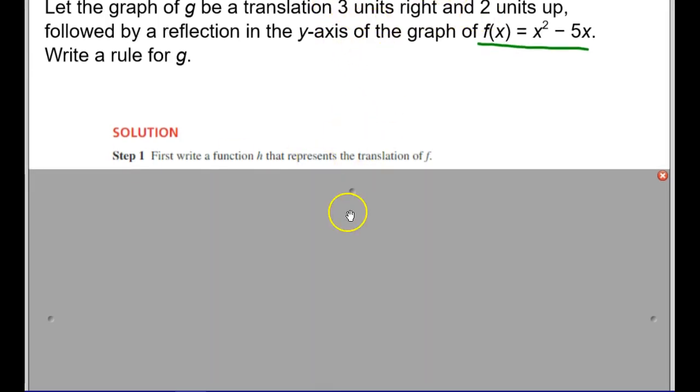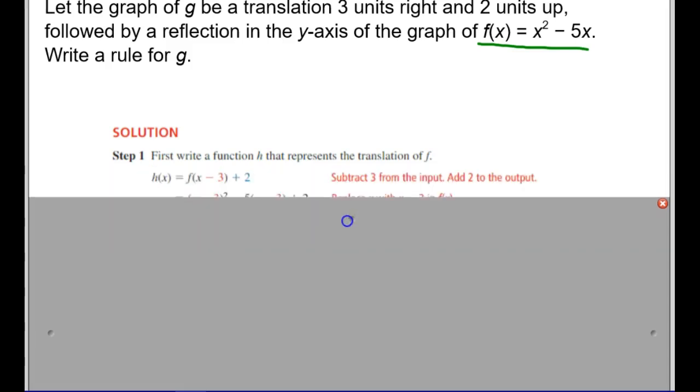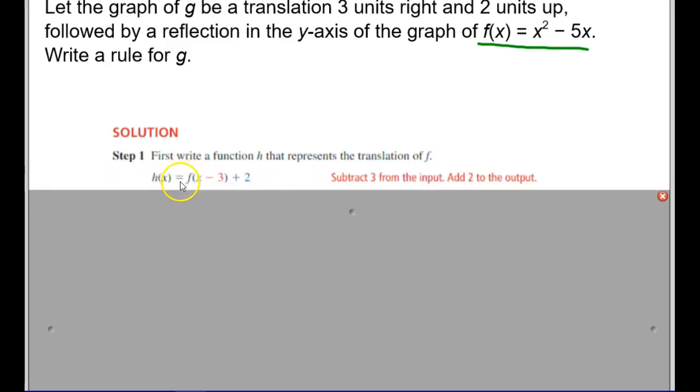Because I translated 3 units to the right and 2 units up. Okay, so here's kind of what I'm looking at. Left and right is inside my parentheses, up and down is outside. So here's what it would look like for 3 units right and 2 units up. I subtract 3 from the input and add 2 to the output.